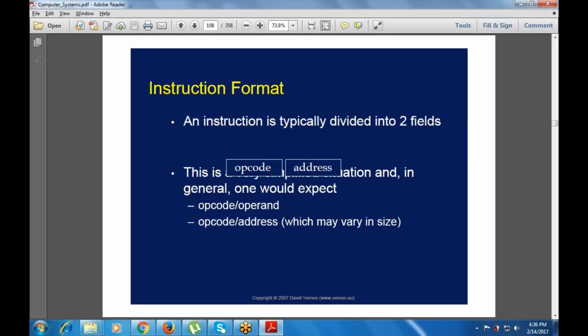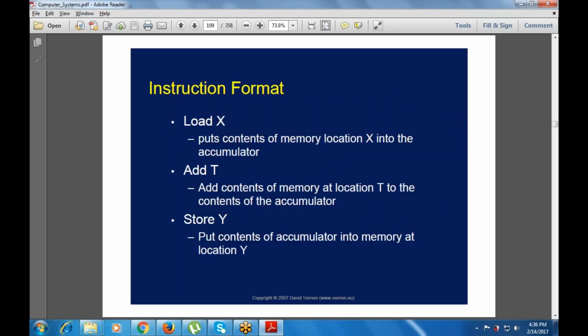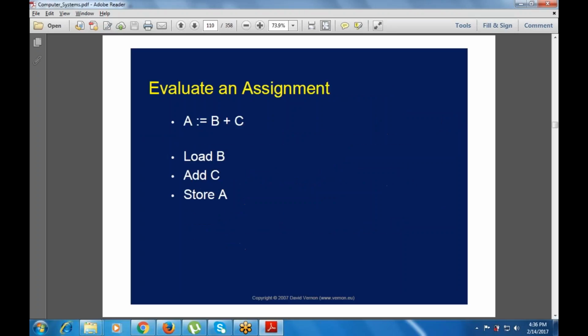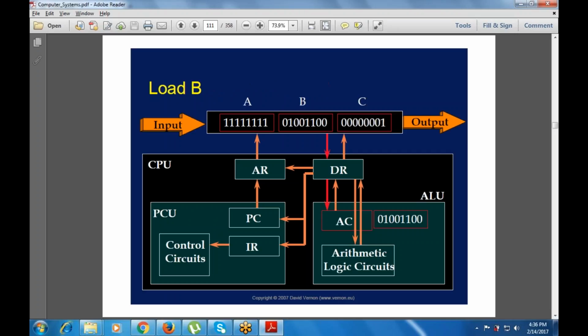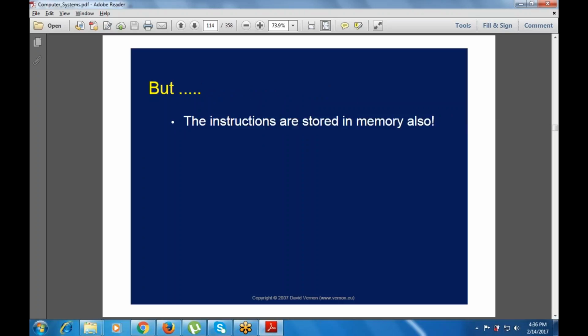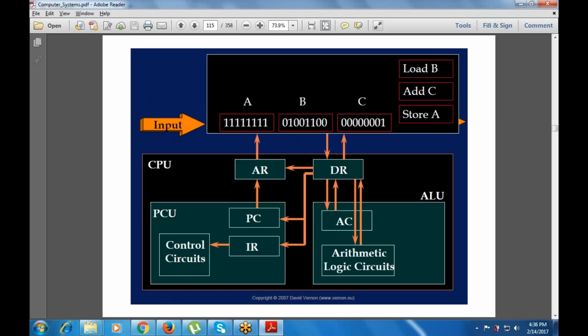Now, the instruction format is divided into two fields: one is the opcode, one is the address. In general, it expects the opcode and the operand, which may vary with the size, for example load X, add T, and store T. This is how to evaluate an assignment. So one is load B, one is add C, one is store A. The AR, DR, and the AC will be stored over here. But the instructions are stored in the memory also.